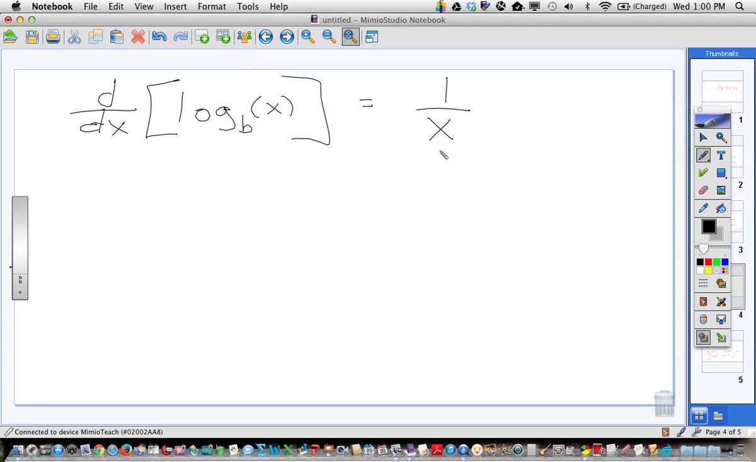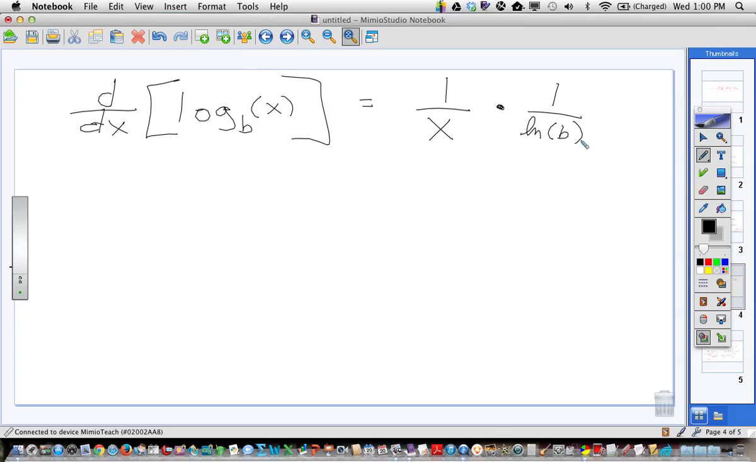You don't get another log. Now, you do get a number multiplier, just like you did with the exponential we just did. It's 1 over ln of the base. But that's not really a log, that's just a number, right? ln b is just a number. The function changes from a log function to really a power function. That's x to the -1, actually. Okay? But that's the derivative of a log. You just have to remember that.